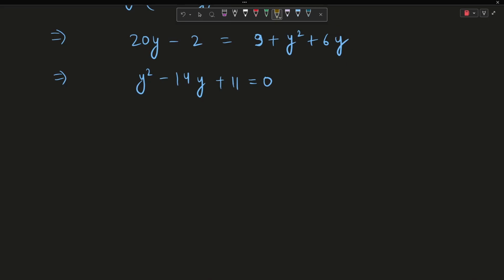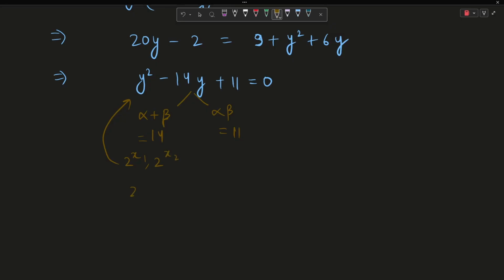Now the important part here is that we are having this equation, right? In this equation the sum of roots is 14, and the product of roots is 11. So let's say the two roots of this equation are 2 to the power x1 and 2 to the power x2.